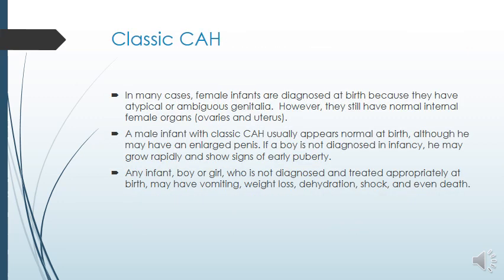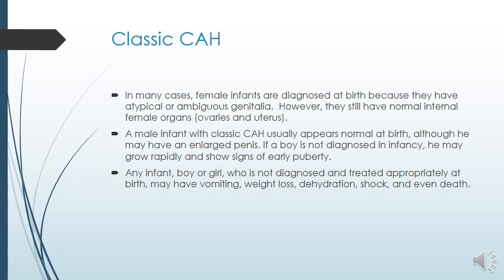In many cases of classic CAH, the female infants are diagnosed at birth because they have atypical or ambiguous genitalia. However, they still have normal internal female organs. A male infant with classic CAH usually appears normal at birth, although he may have an enlarged penis. If a boy is not diagnosed in infancy, he may grow rapidly and show signs of early puberty.